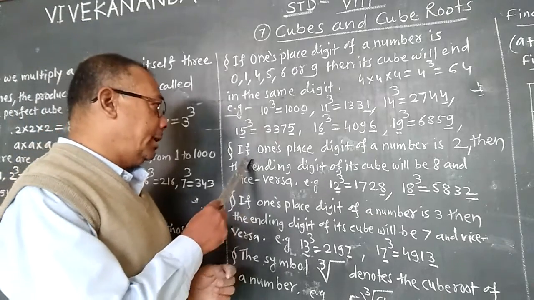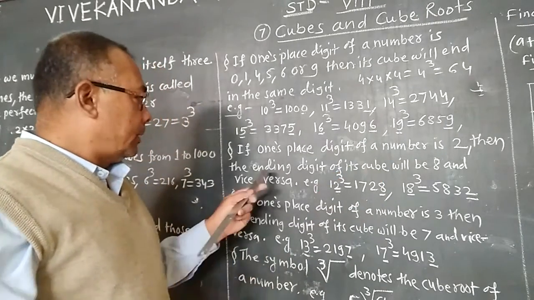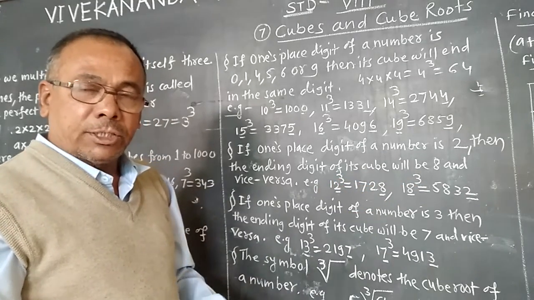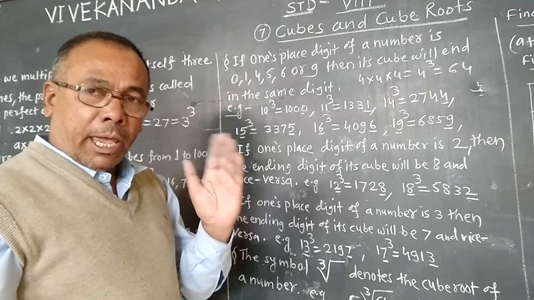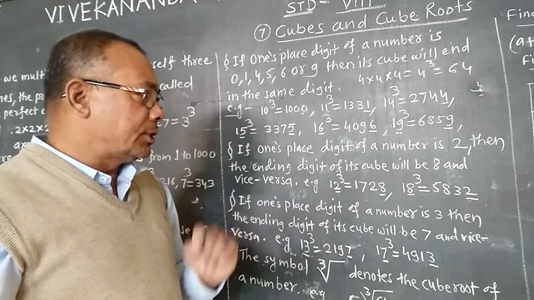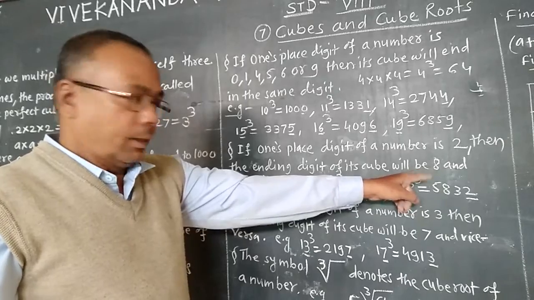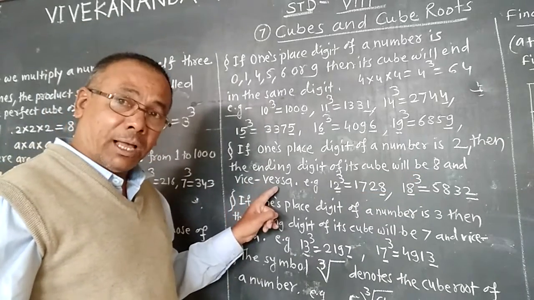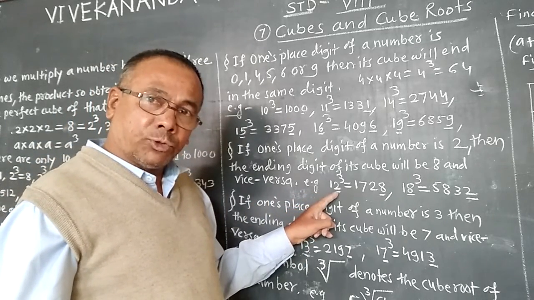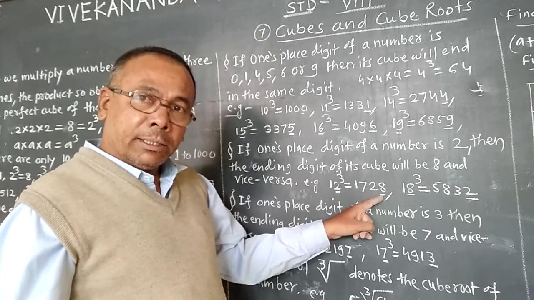The next point is that if the ones place digit of a number is 2, then the ending digit of its cube will be 8. Means if a number has units place digit 2, and we find its cube, then it is seen that the ending digit of the cube is 8. And vice versa. For example, the unit place digit of 12 is 2, and its cube is 1728, which means its ending digit is 8.